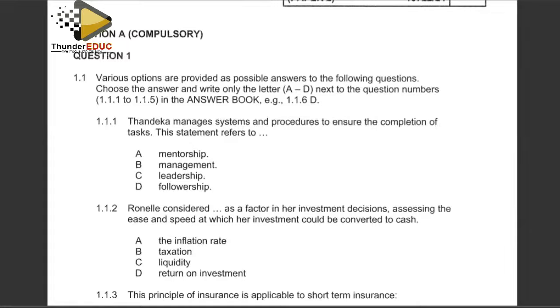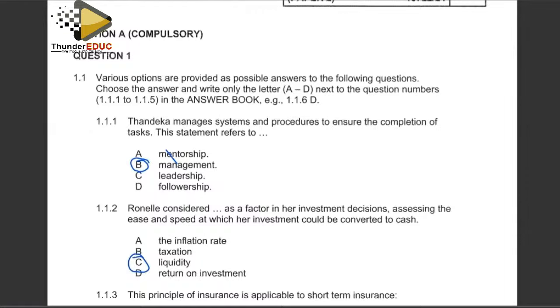Thunder Educ manages systems and procedures to ensure the completion of tasks. So this statement refers to management. The appropriate answer in this regard is going to be management. Okay, so now moving on to the next question, we have 1.1.2. Ronell considered dash as a factor in her investment decisions, assessing the ease and the speed at which her investment could be converted to cash. So now the appropriate answer in this regard is going to be C, which is liquidity.